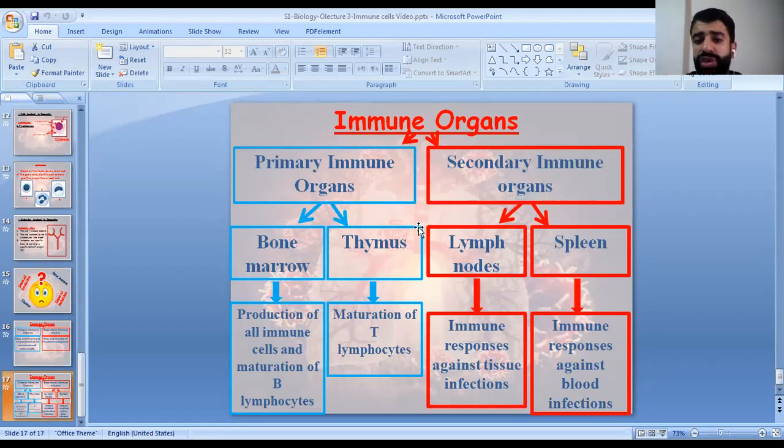While the secondary immune organs are the lymph nodes and the spleen. In the lymph nodes, the immune response takes place against tissue infection, while in the spleen it takes place against blood infection. So responses against blood infection take place in the spleen, while responses against tissue infection take place in the lymph nodes. Okay, this is for the lecture notes.